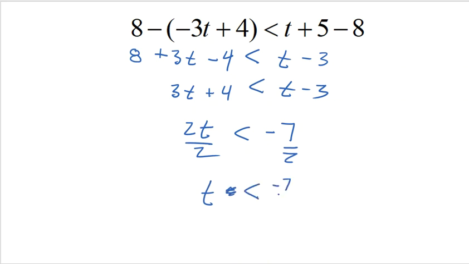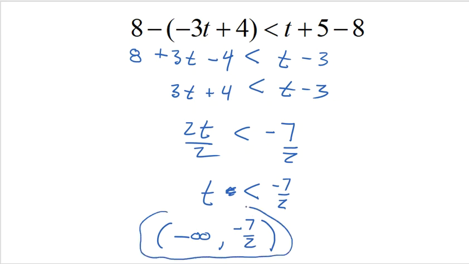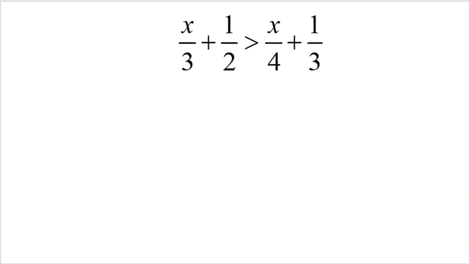Less than negative 7/2. Once again, now we're talking about a value t being less than, so that would be all the way down towards negative infinity, up to negative 7/2, but we're going to put a parenthesis there because it doesn't say we're allowed to equal 7/2. So there is our nice interval notation final answer.